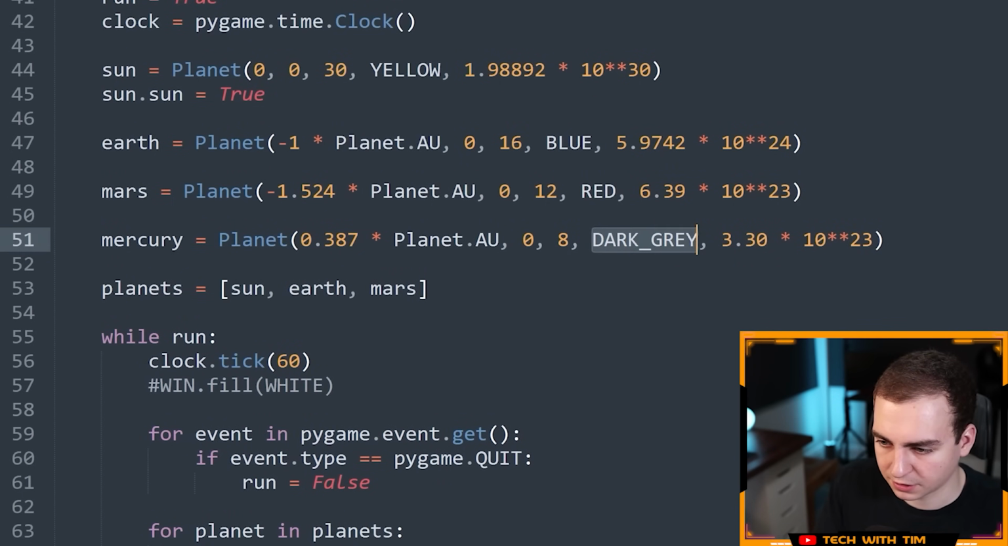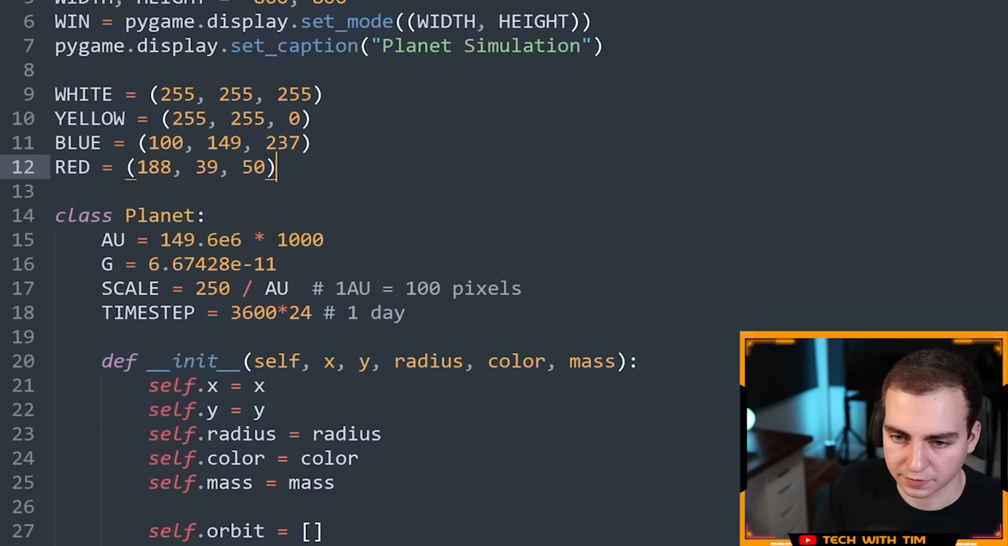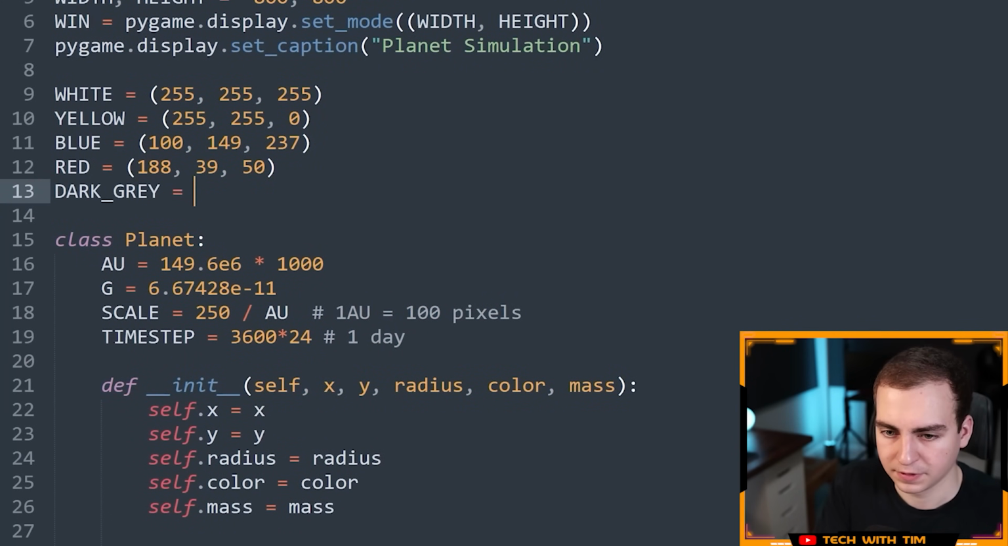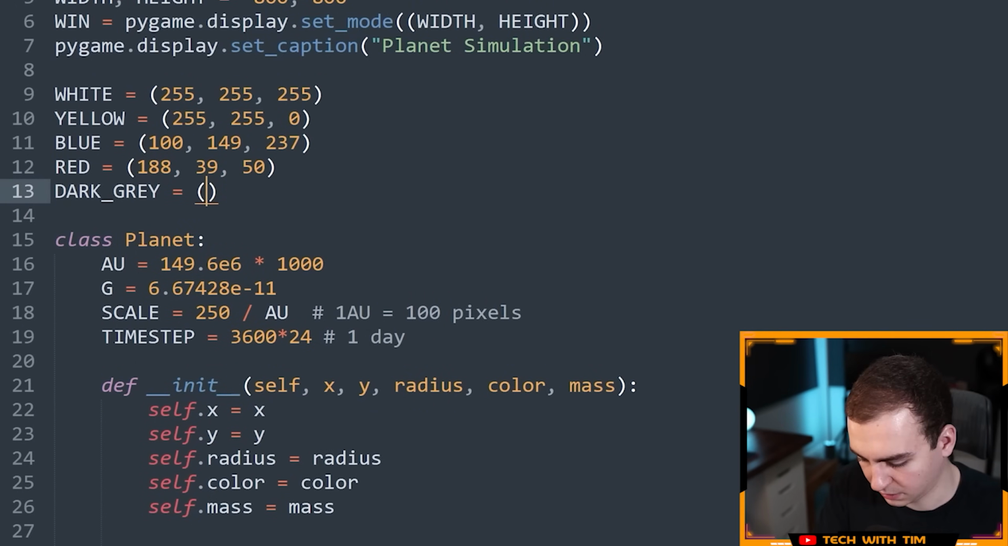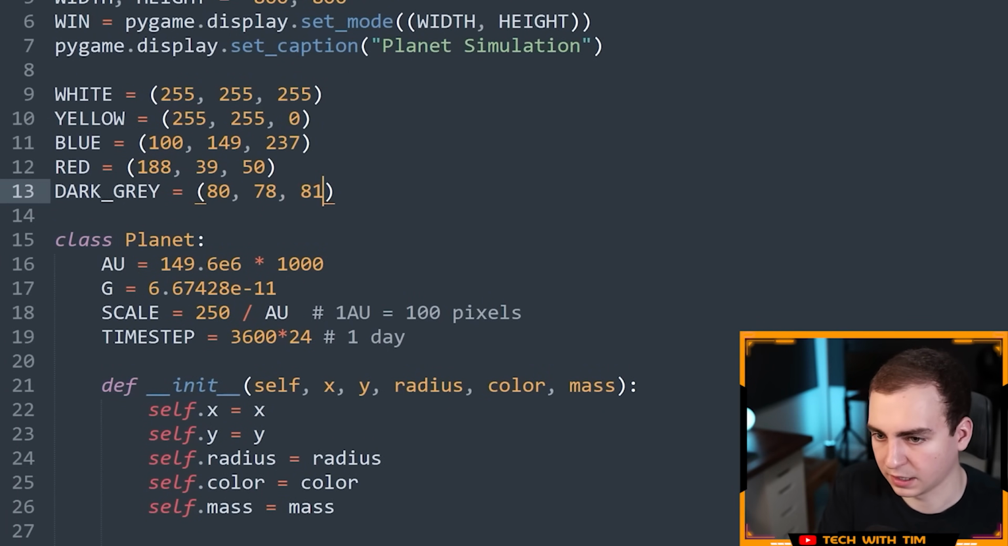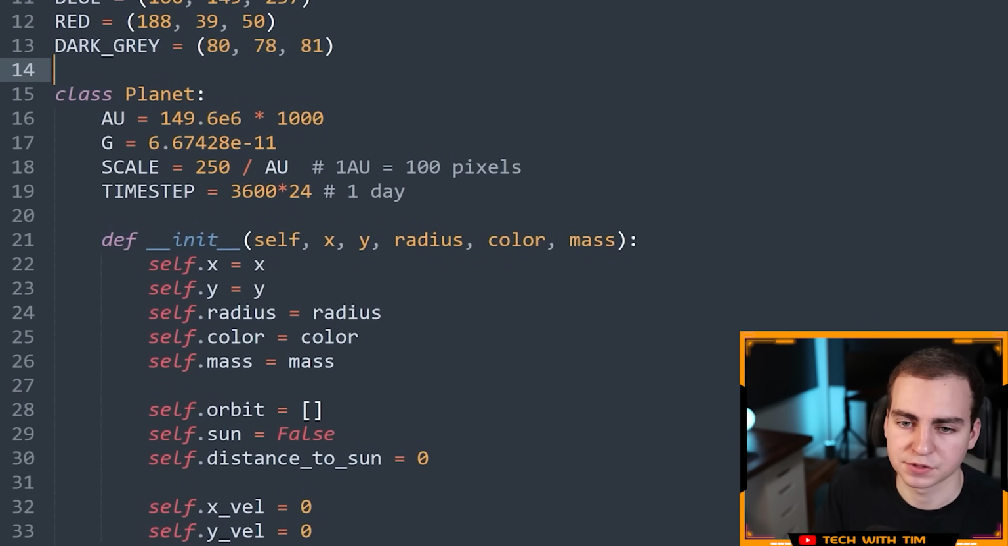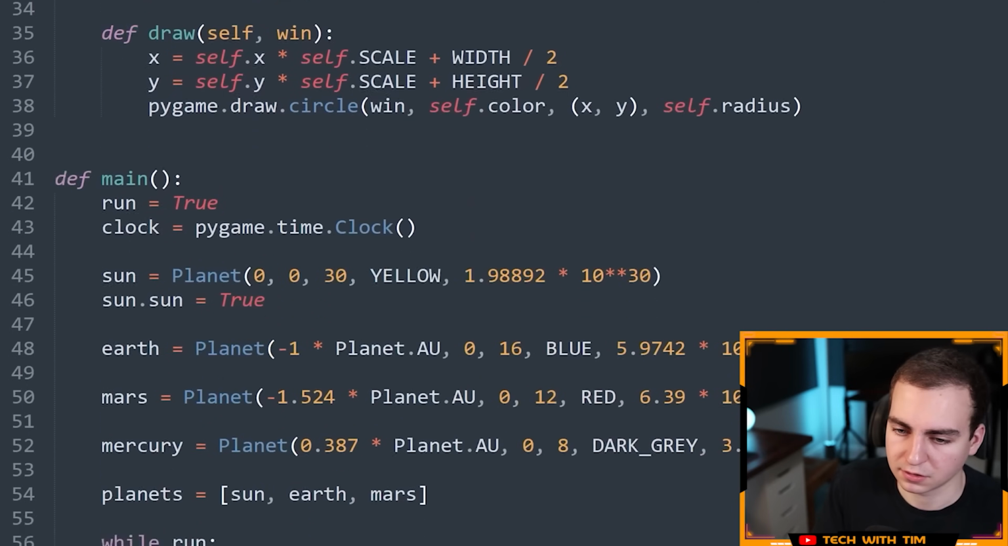Okay, so let's implement dark gray now. So let's go up to colors. Dark gray is equal to, and then what did I have dark gray at? Let me just look here. This is going to be 80, 71, no, 78, and 81. Again, you can mess with these colors if you want. I'm just picking some custom ones so they look a little bit nicer.